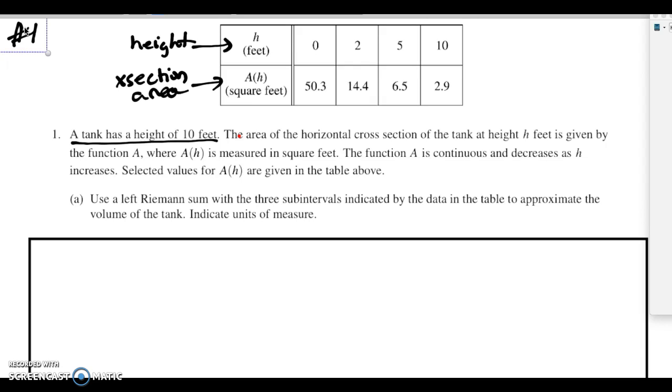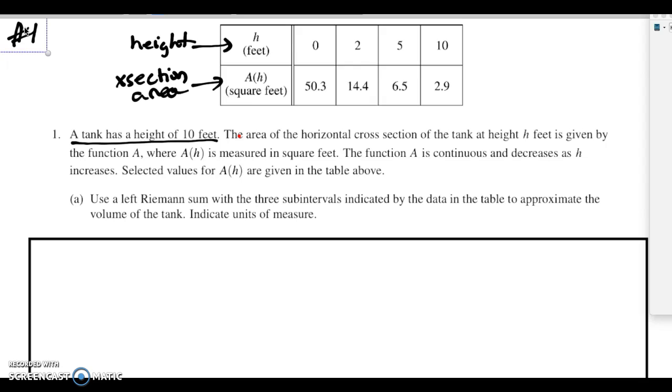The function A is continuous and decreases as h increases. So the area of the top of the tank gets smaller as time goes by. Select values for A of h are given in the table above. Use a left Riemann sum with 3 subintervals indicated by the data in the table to approximate the volume of the tank. Indicate units of measure.